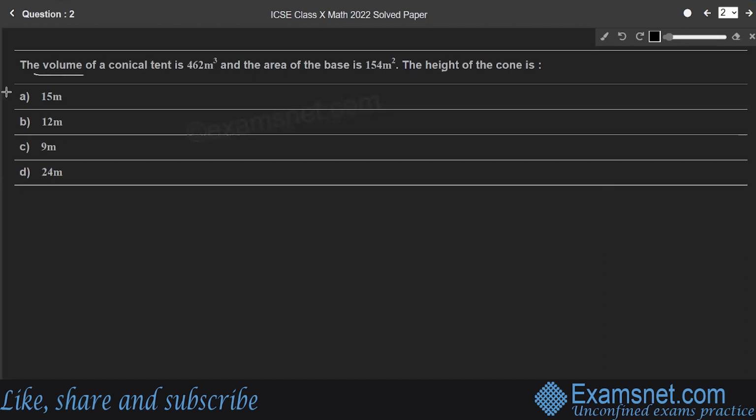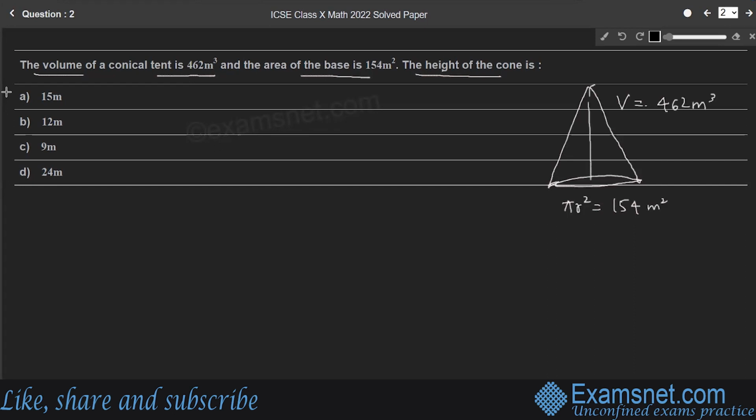Question 2. The volume of a conical tent is 462 meter cube and the area of the base is 154 meter square. Therefore, the height of the cone is. Consider a cone whose base area is 154 meter square. The base of a cone is in the shape of a circle, so base area is pi r square. The volume is 462 meter cube. We need to find the height h of the cone. Let r be the base radius of the cone and h be the height.